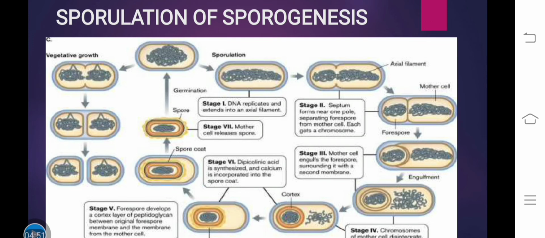Now let's see about sporulation or sporogenesis. This is the process of formation of endospores within the vegetative cells. This process takes only several hours. This takes place in the stationary phase of the growth curve. Now see this sporulation.